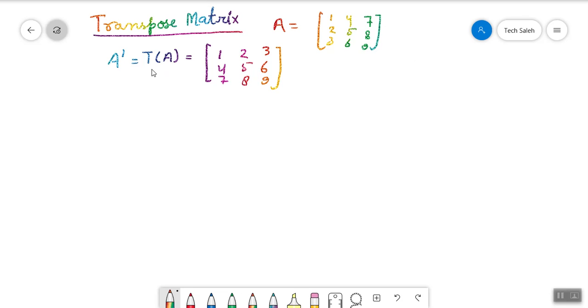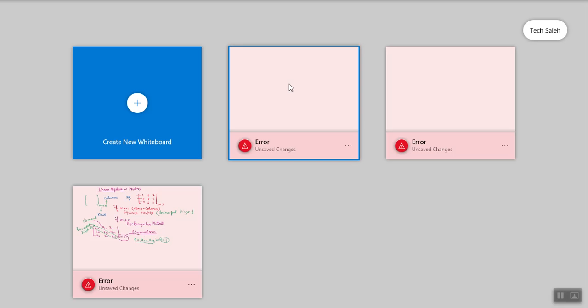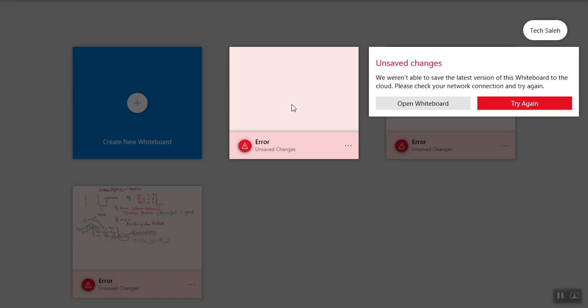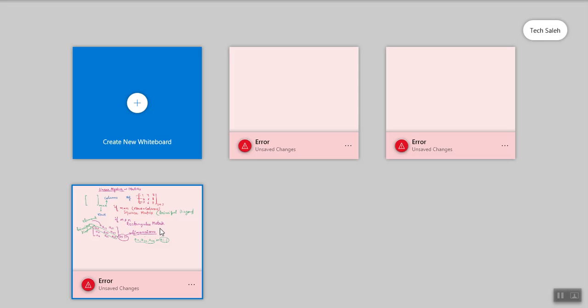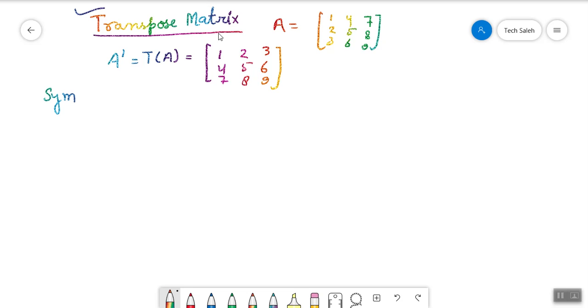Then we have the symmetric matrix. Now these three matrices are enough that I've told you, right? So here I told you two matrices. Okay, so I was telling you the important matrices are the identity matrix, right?